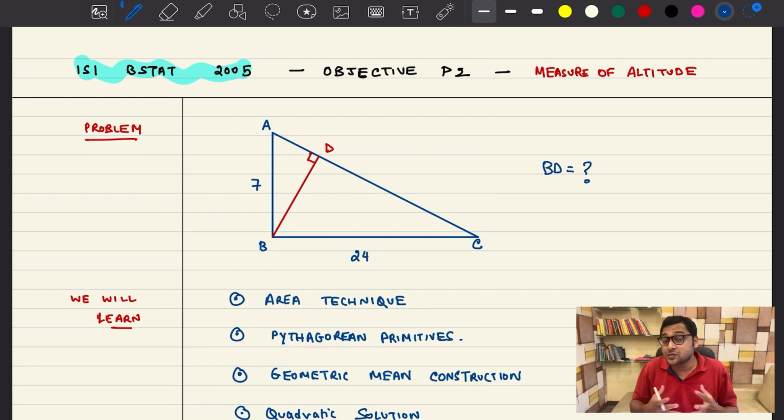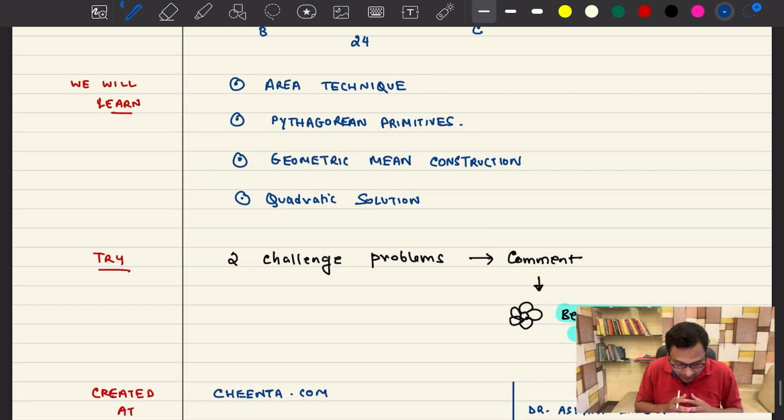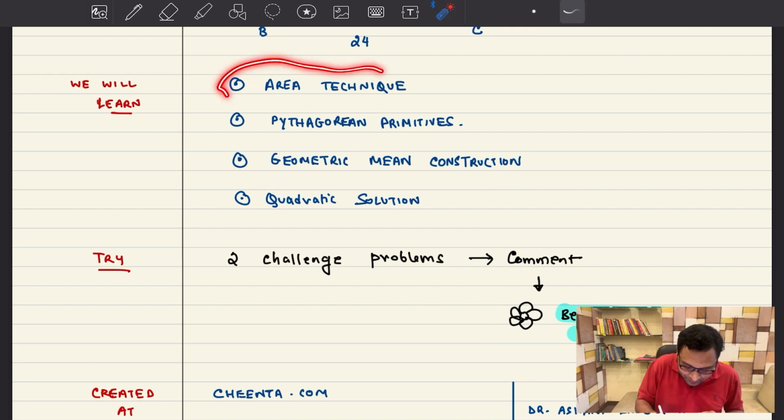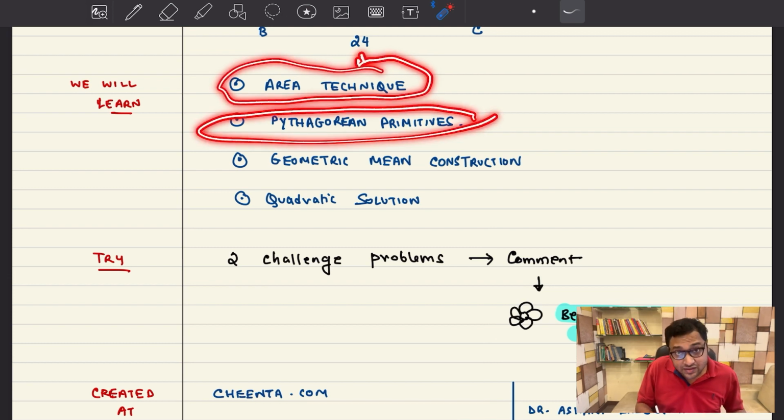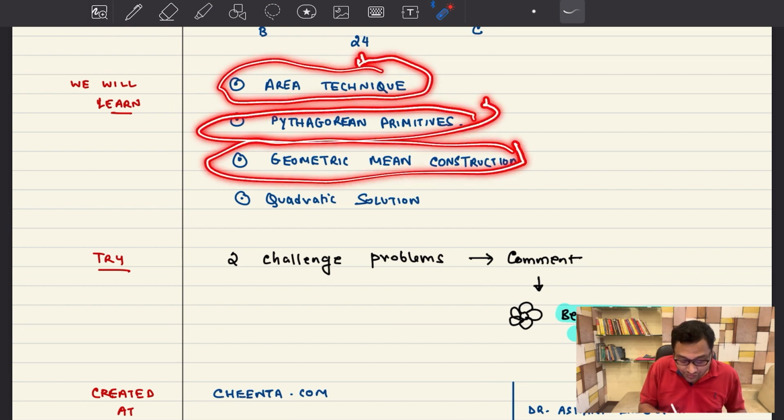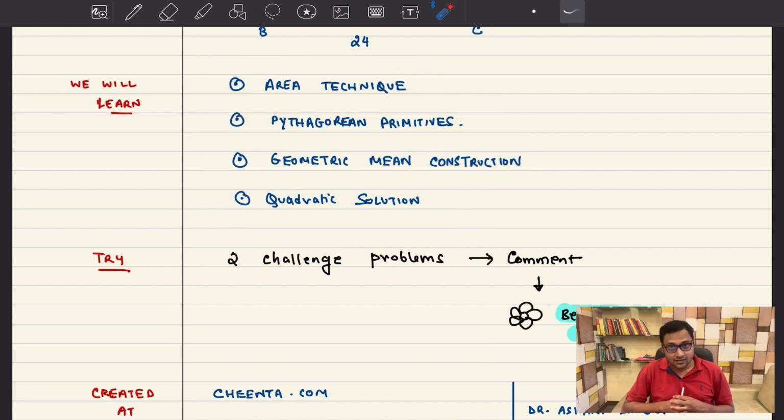Now, for some of you, this will be a very easy question. If you have been doing geometry for some time, then this is very simple. But we will learn certain things using this problem. So stay with me for that. So these are the things that we are going to talk about. The area technique. It's a very, very potent strategy to solve certain geometry problems. We'll talk about Pythagorean primitives, the geometric mean construction, and the quadratic solution strategy. So all of these things we will learn using this problem.